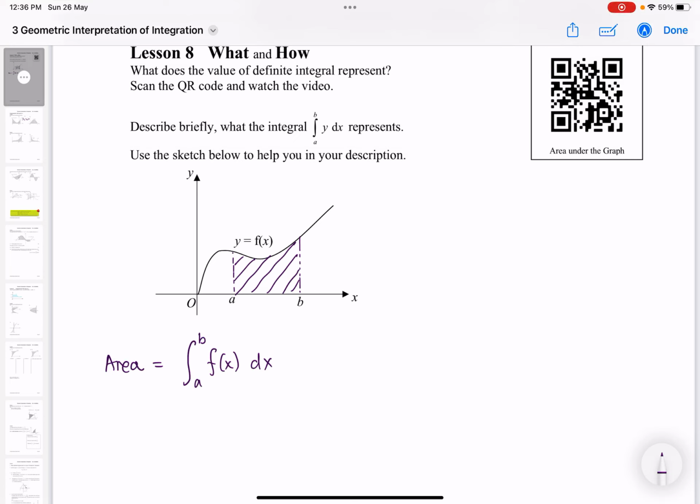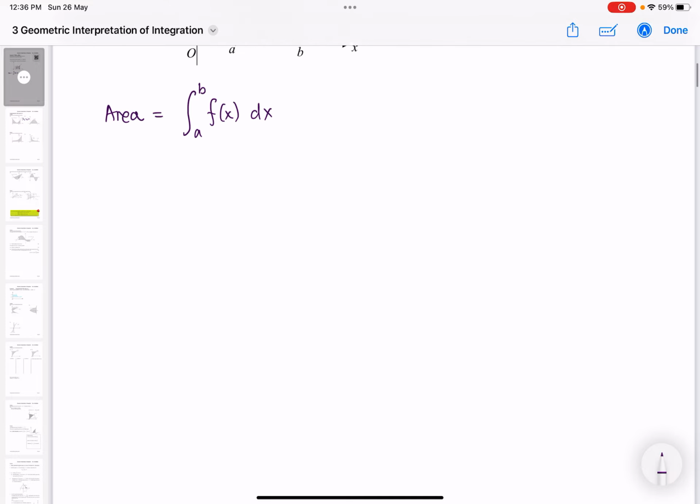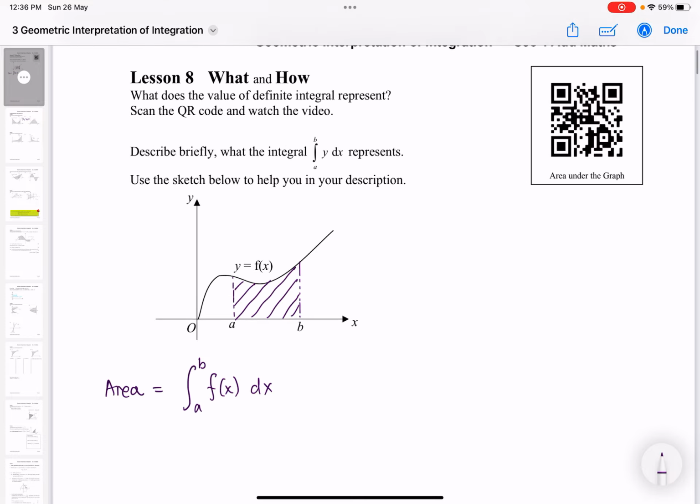Hi everyone, in this video we are going to look at finding area under the graph. So we'll be looking at some examples on how we can find the area under a graph. Now we did this in class on page 32. We looked at how we can find the area under the graph.